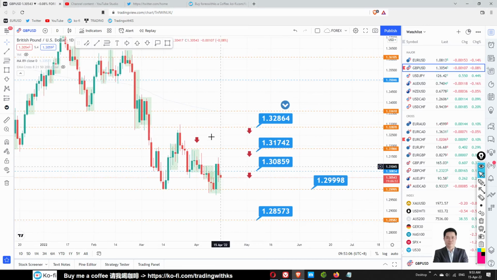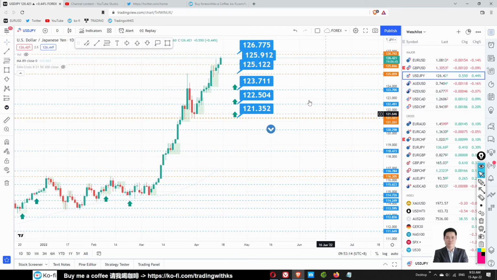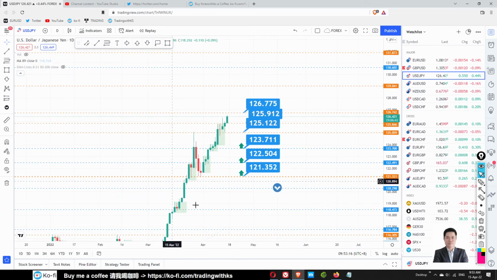GBPUSD, we got a bearish engulfing here, so possibly wait for a retracement towards 1.31742 or 1.32864. USDJPY continues going up. So this one, wait for a retracement towards the 125, 123 and 122 area only. We want to look for any buy opportunity.